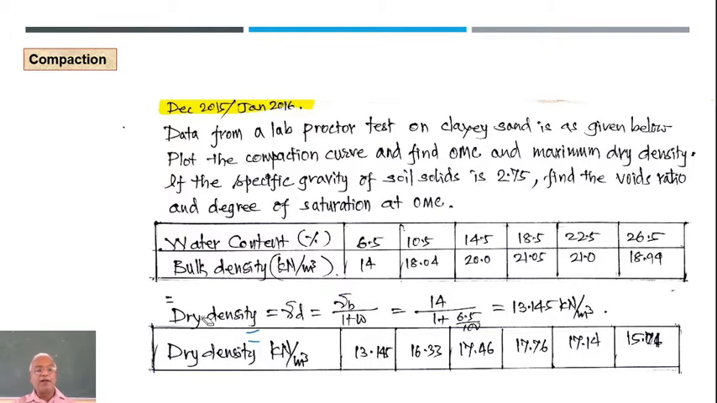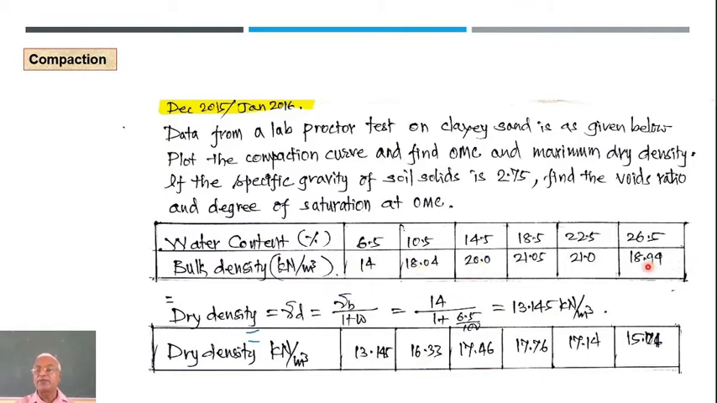Dry density gamma d is given by gamma b divided by 1 plus w. So one sample calculation I have shown. 14 is the bulk density divided by 1 plus w, which is 6.5%, that is 6.5 divided by 100, will give you 13.145. So what you can observe is gamma b is reduced slightly when you calculate gamma d, 13.145. Likewise, you calculate all the gamma d's.